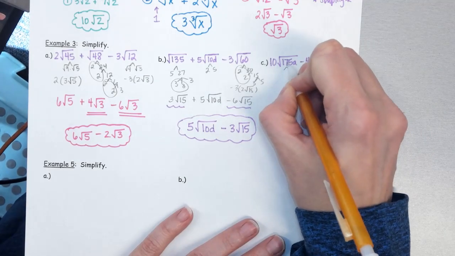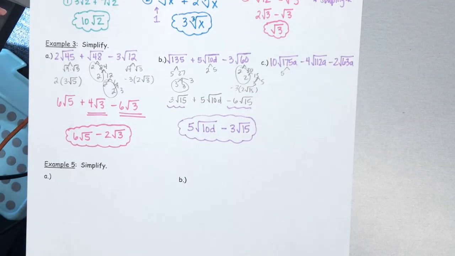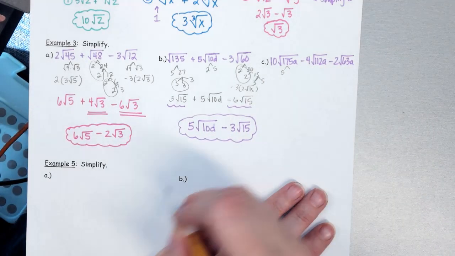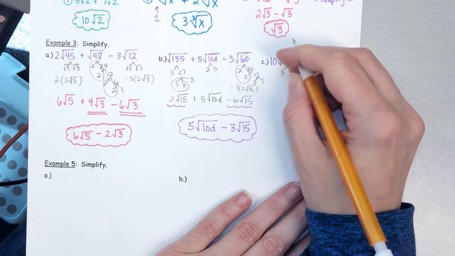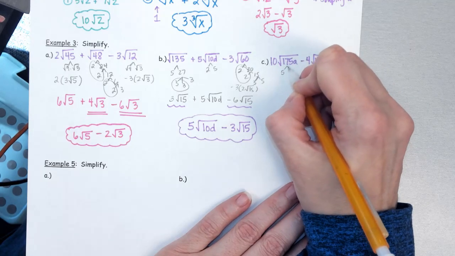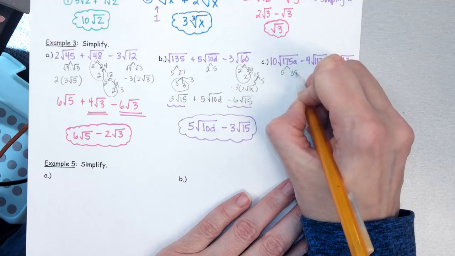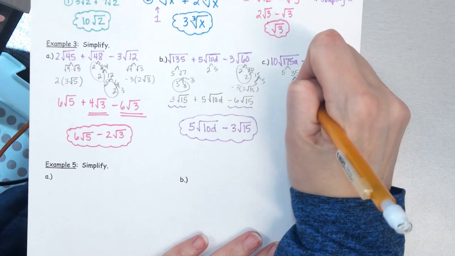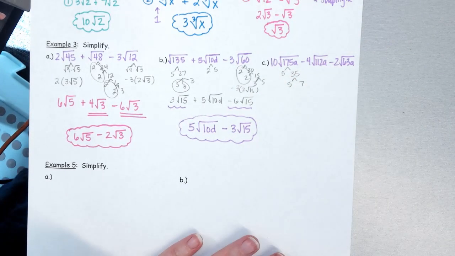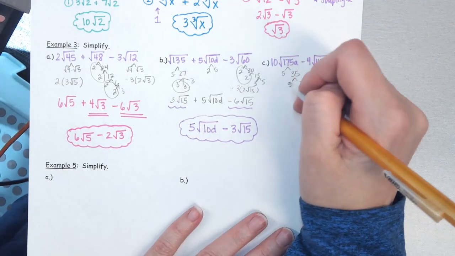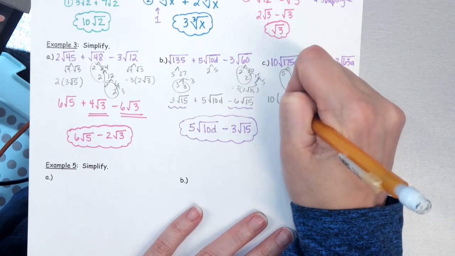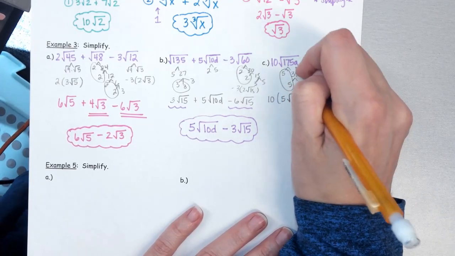So the 175, you know that 5 is going to go in there. How many times does 5 go into 17? 3 times with 2 left over. So then the 2 joins the 5, 25. 5 goes into 25 5 times. You can also do that out. And then 35 breaks down into 5 and 7. So what we have is a group of 2 5s. So this becomes 5 square root of 7a.